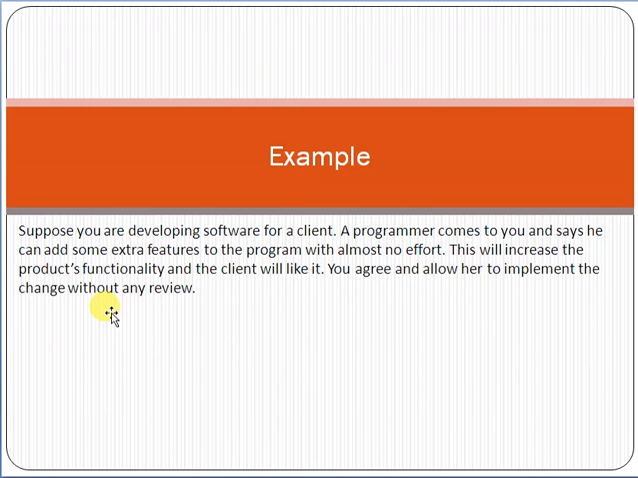Remember one thing, friend: in the PMP exam or in the university exam, you will definitely see these types of questions. If the question has the option that you agree and allow him to implement the change without any review, remember that your answer will be wrong, totally wrong. It will be called gold plating, and it is totally unacceptable. Why? Because the functionality was not part of the scope of work, and you are adding it without any review, without any change request. So as a project manager, your decision is totally wrong, unacceptable, unethical.